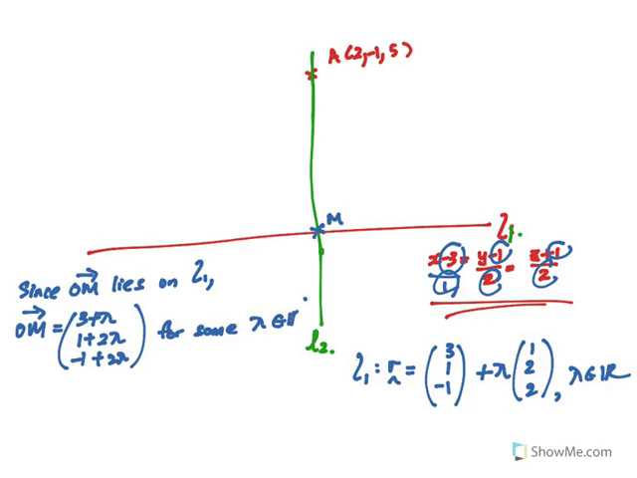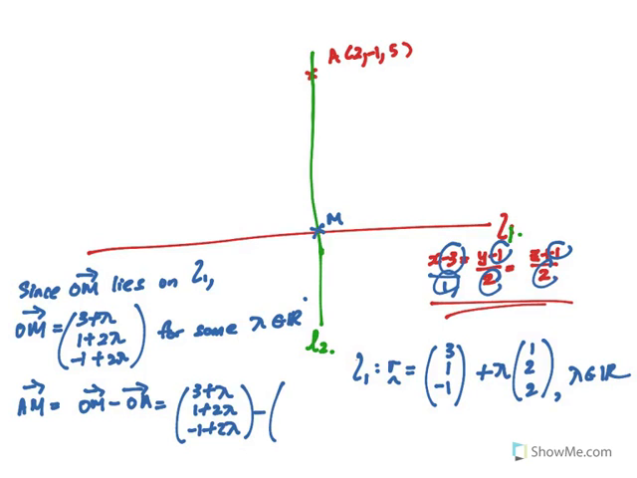Next, if we can find OM, we can also say that AM is the same as OM minus OA. That is (3 + lambda, 1 + 2 lambda, -1 + 2 lambda) subtracting OA, which is (2, -1, 5). That will give you eventually (1 + lambda, 2 + 2 lambda, -6 + 2 lambda). So this is how our AM looks.